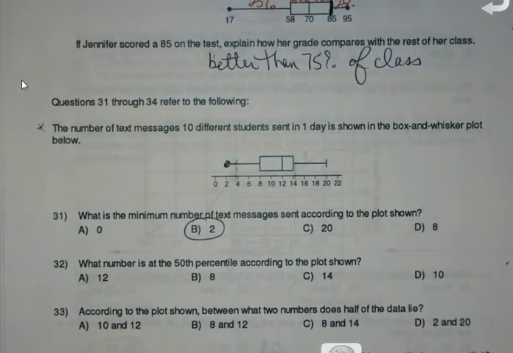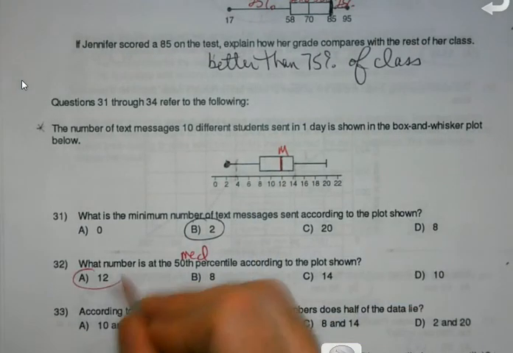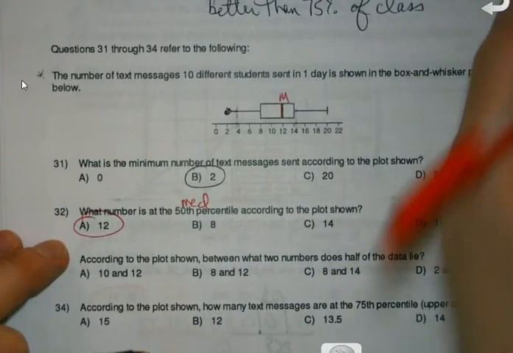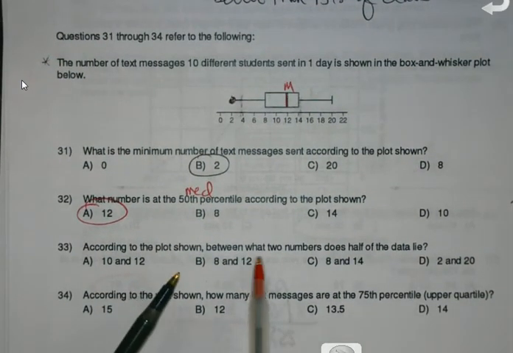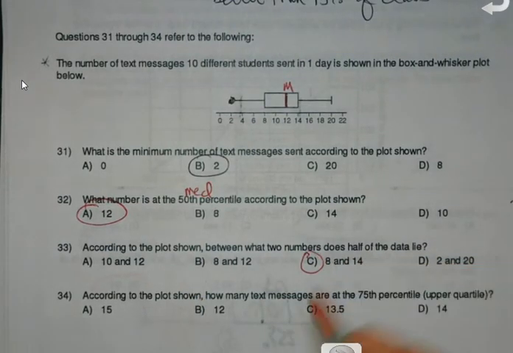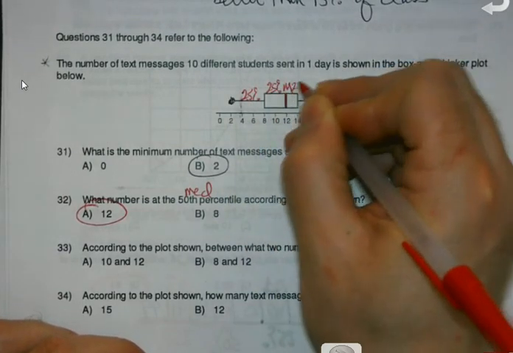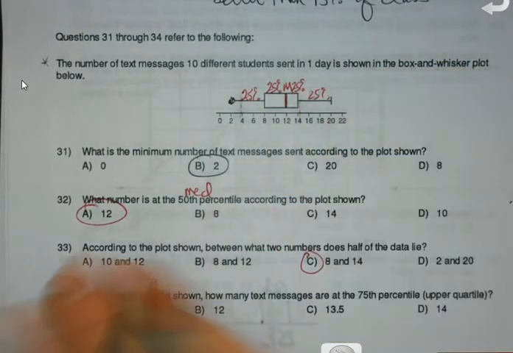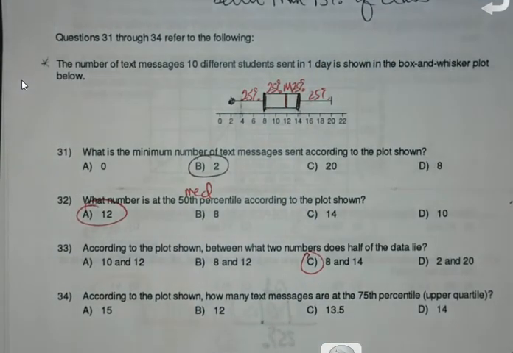What number is at the 50th percentile, or the median, according to the plot? Nice. On a roll. All right, let me move this up a little bit. Well, according to the plot shown, between what two numbers does half of the data lie? Okay, 8 and 14, because again, if I look at these as far as 25% go, if I look between 8 and 14, between my first and third quartile, I got 50%. Because the other ones, I get too much.